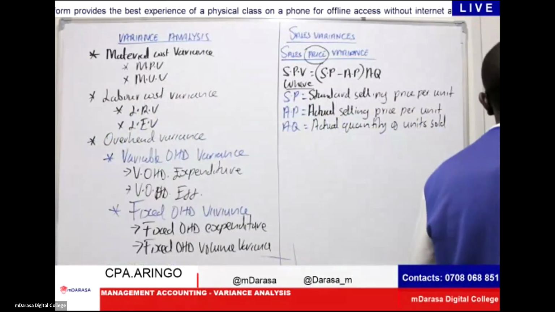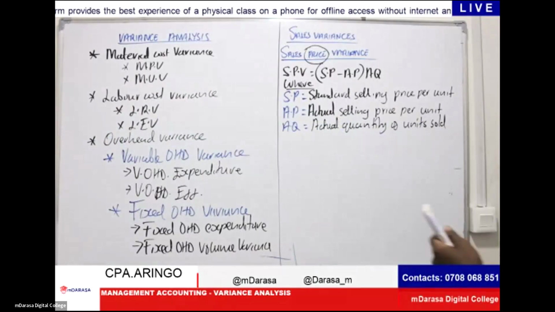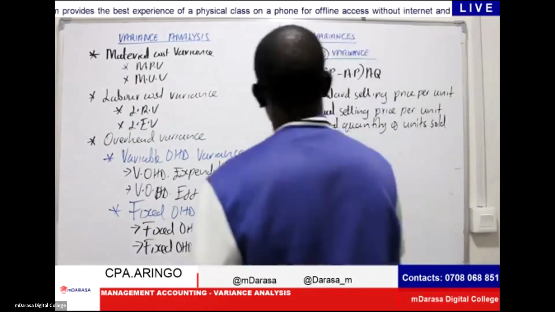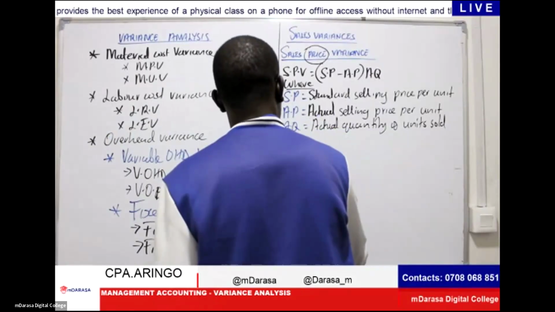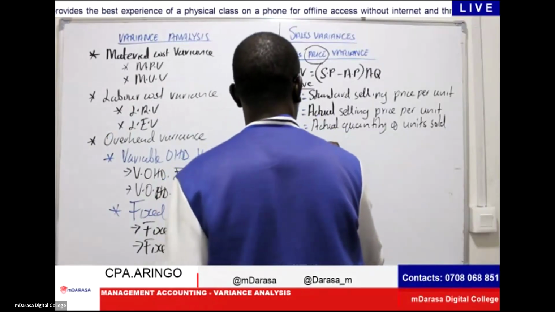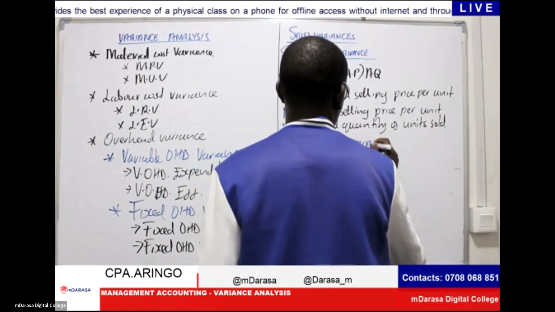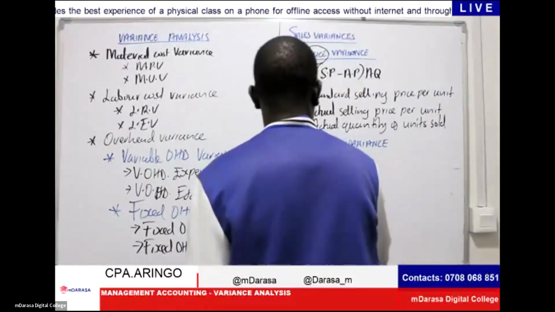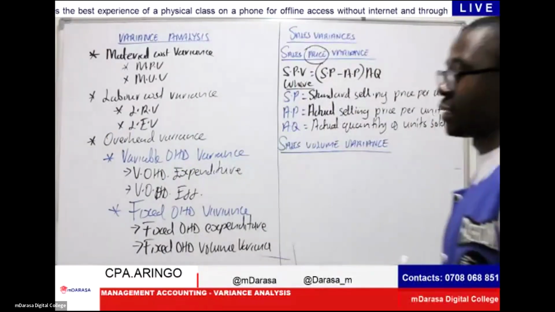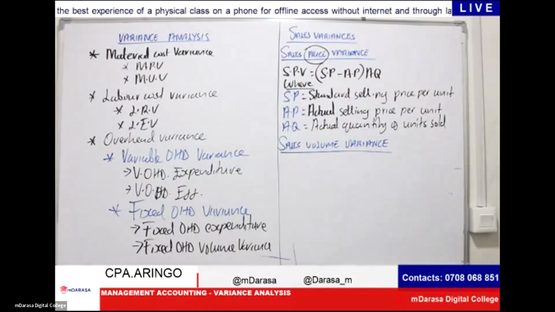Once we have considered this, it should take us to the sales volume variance. Sales volume variance is another key element that we need to understand.